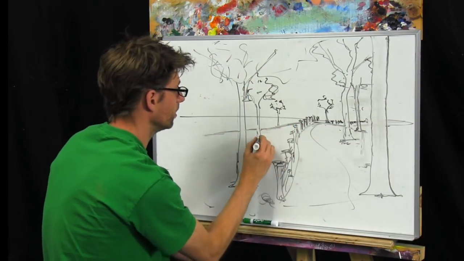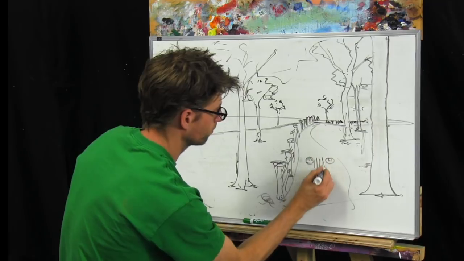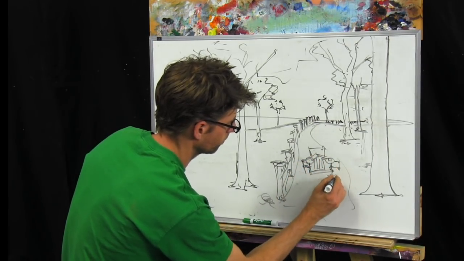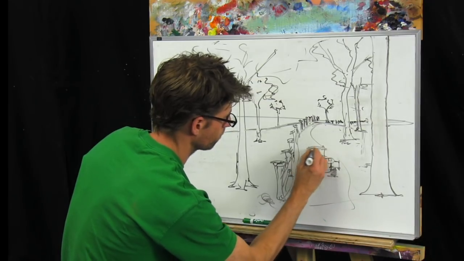Let's make this hill come behind these trees. Now I'm just starting to have fun drawing this picture. Maybe make some wheel wells right here and an old fender. There.